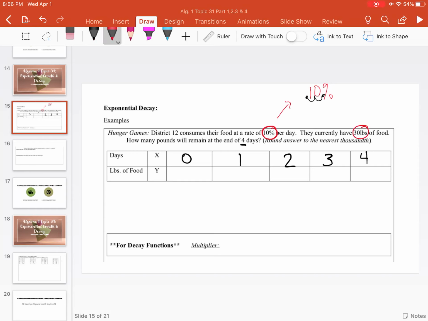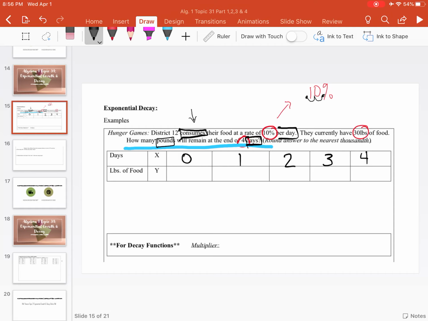They currently have 30 pounds of food. So that's what they start with. We want to figure out how many pounds of food will they have at the end of 4 days. So our question is right here. And let's see if we can box any important words. They're consuming their food, so that means that the amount of food is going to decrease. They currently have 30 pounds. We want to figure out how many pounds. So that's our unit here. Will remain at the end of 4 days, and that's our other measurement here.